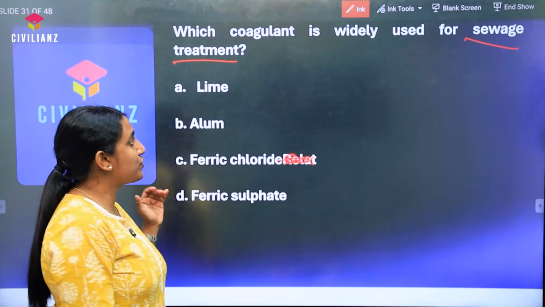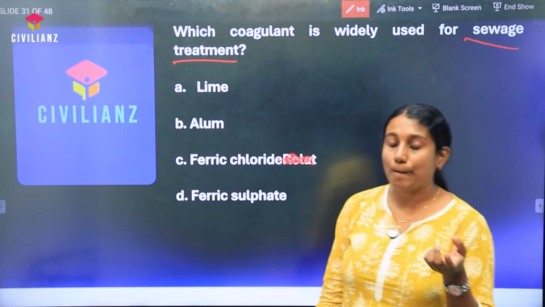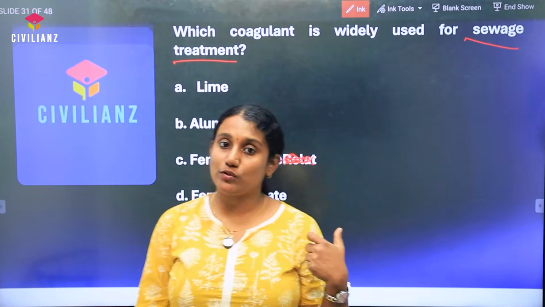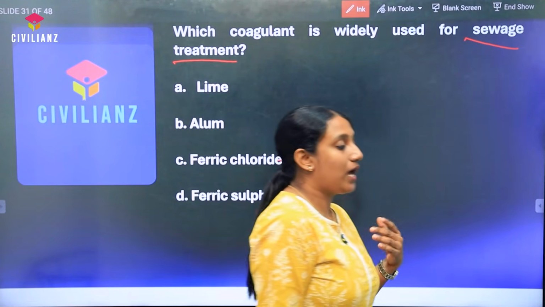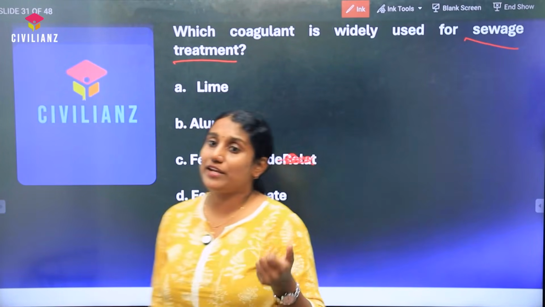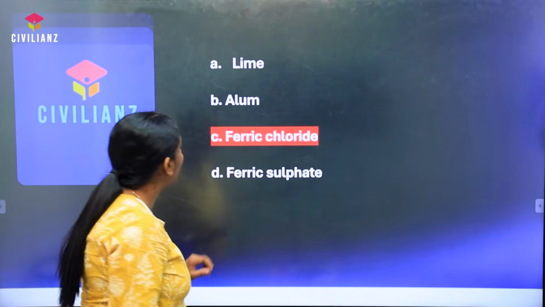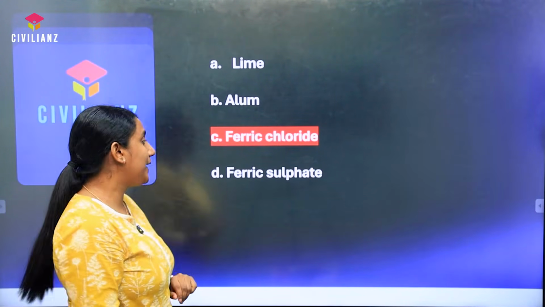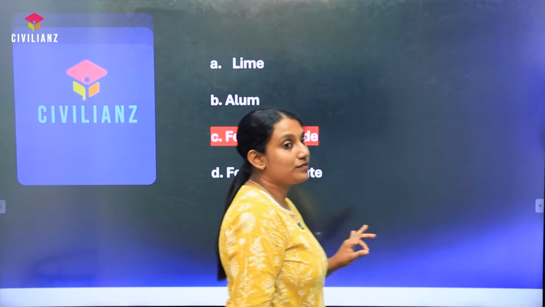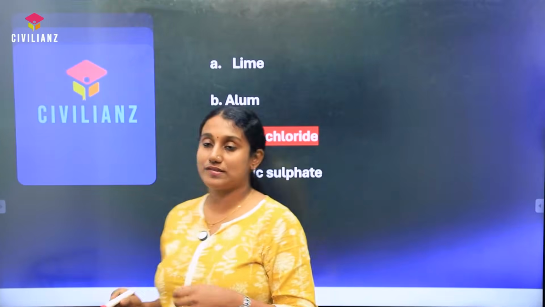In water, which coagulant is widely used? For raw water, which coagulant is widely used? Alum. Okay, alum is used. Then in sewage treatment, which one is widely used? Ferric chloride. Please note this answer because it's a repeated question.